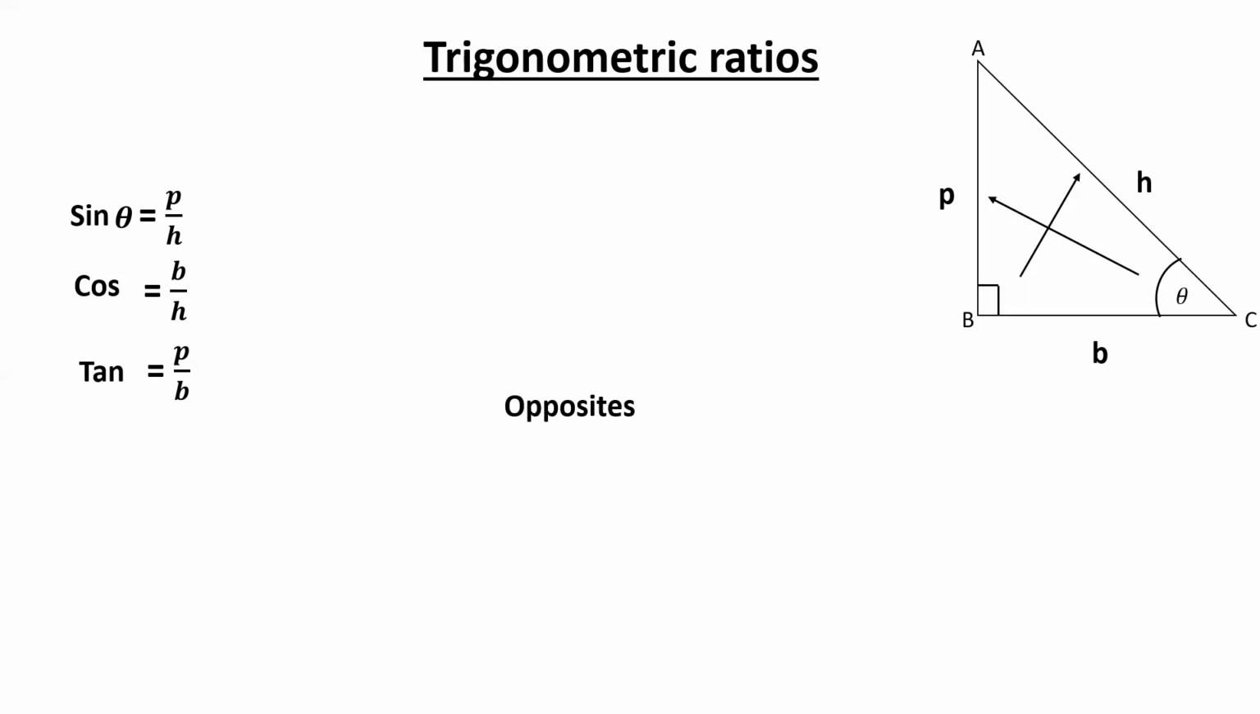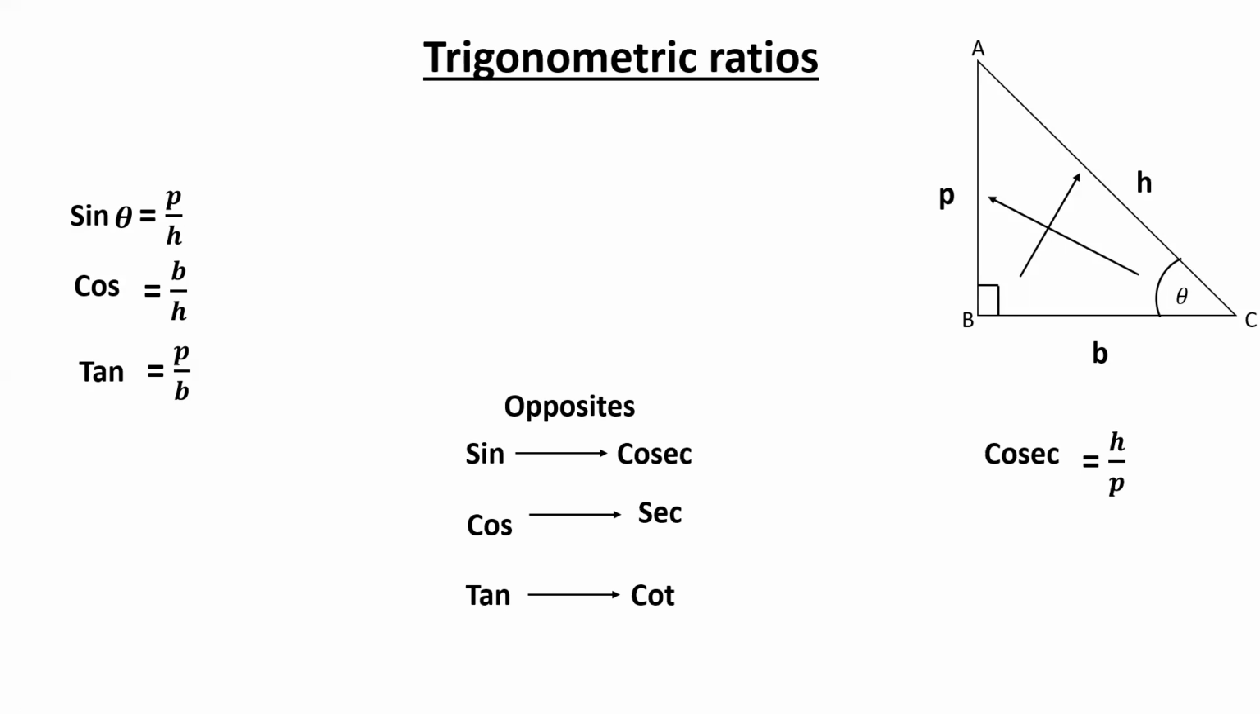Now let's talk about the opposites. When I say the opposites, remember, opposite of sine is cosec, opposite of cos is sec, and opposite of tan is cot. So now you remember what the opposites mean. So what is cosec? It is opposite to the sine, so that means it is h by p. What is sec? This is the opposite of cos, and that is h by b. And cot is the opposite of tan, and tan is p by b. So what is cot? Cot is b by p. So these are the six trigonometric ratios, which are very important in trigonometry.